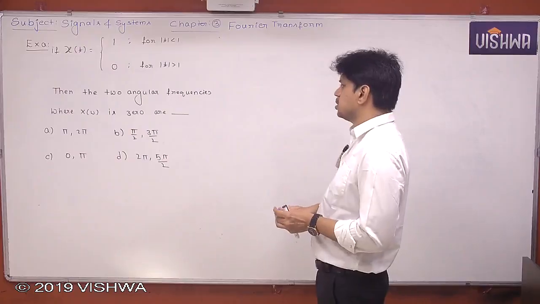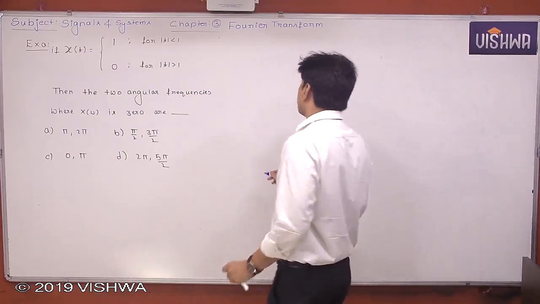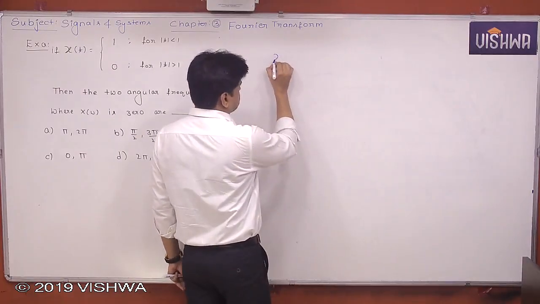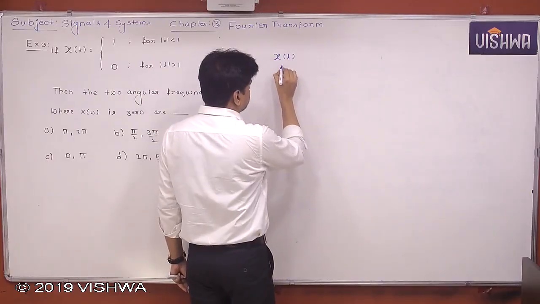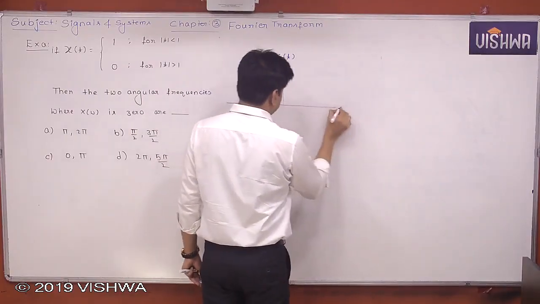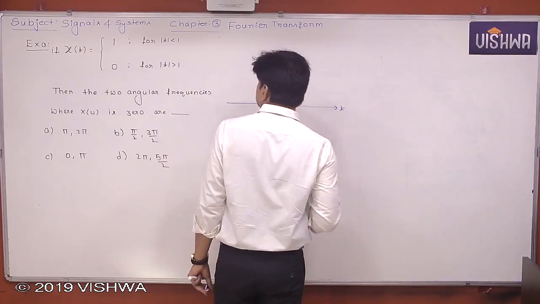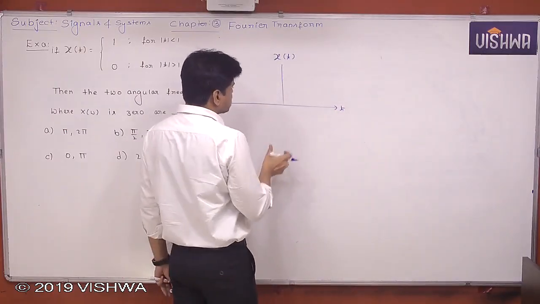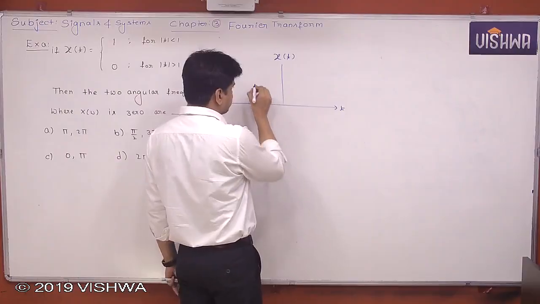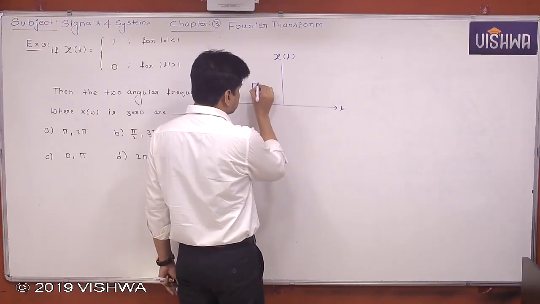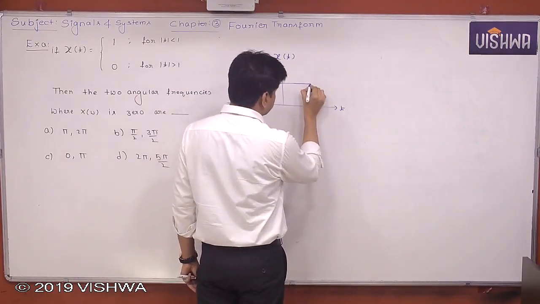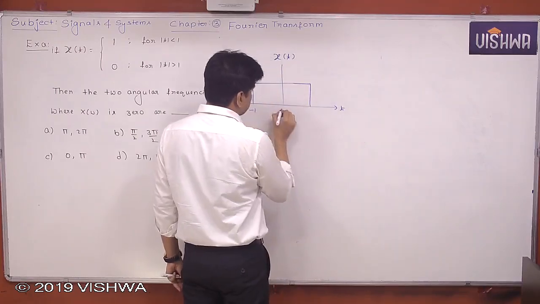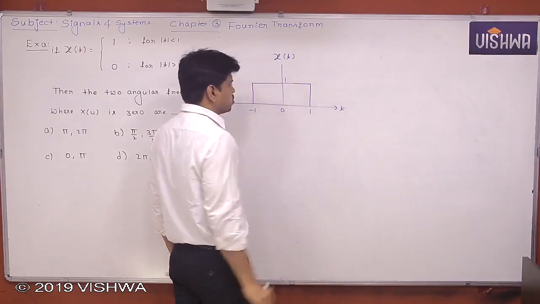So first you have to understand what is x of t given. X of t value is equal to 1 when mod t is less than 1. That means between minus 1 and plus 1 its value is equal to 1. After that its value is equal to 0. That is the meaning of it. Between minus 1 and plus 1 its value is equal to 1.